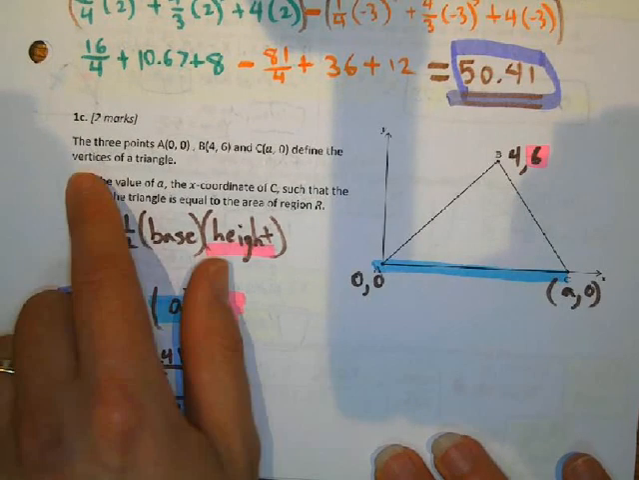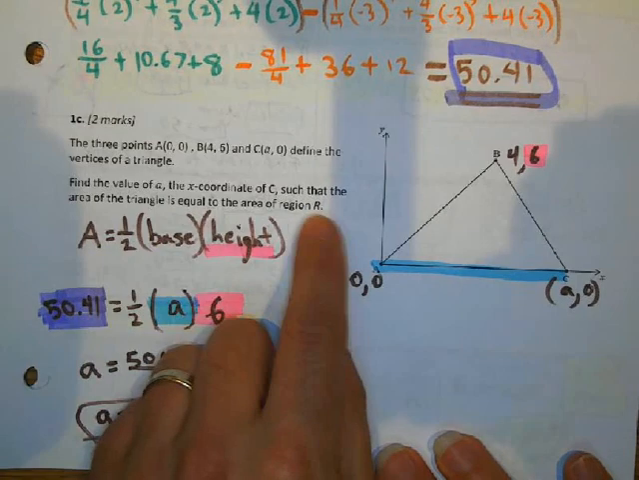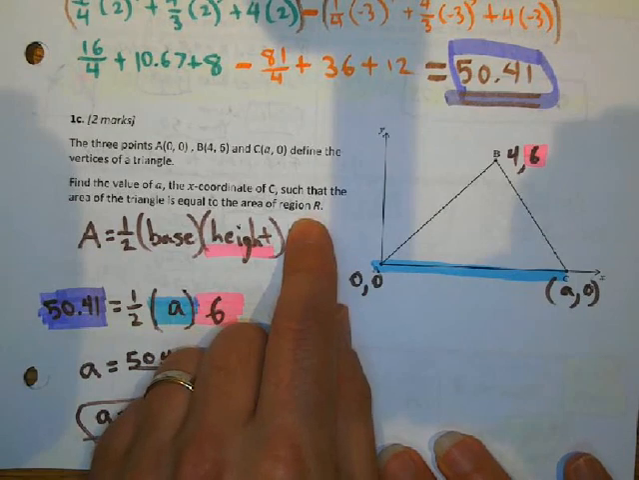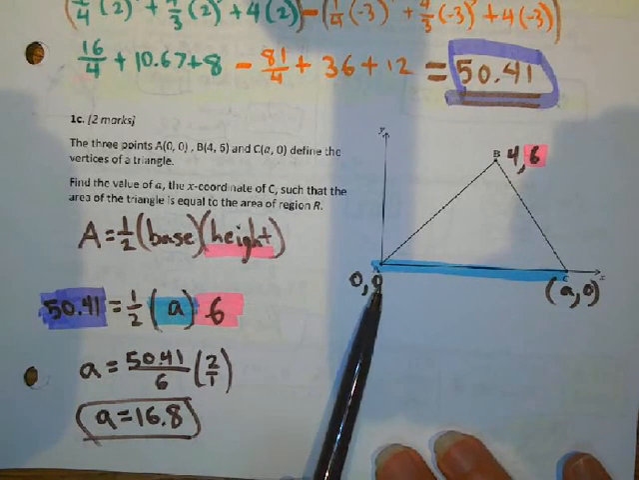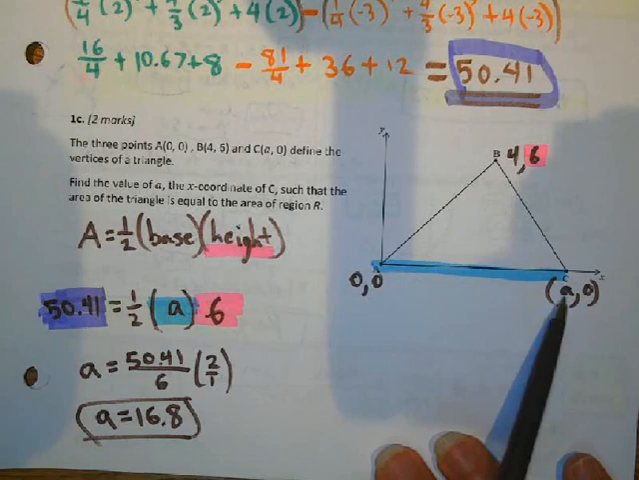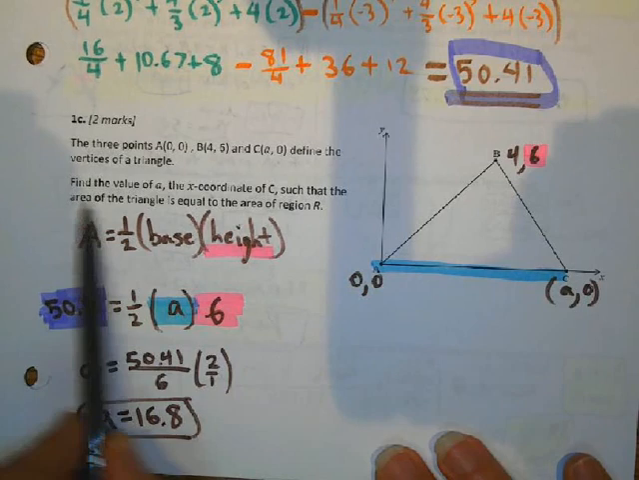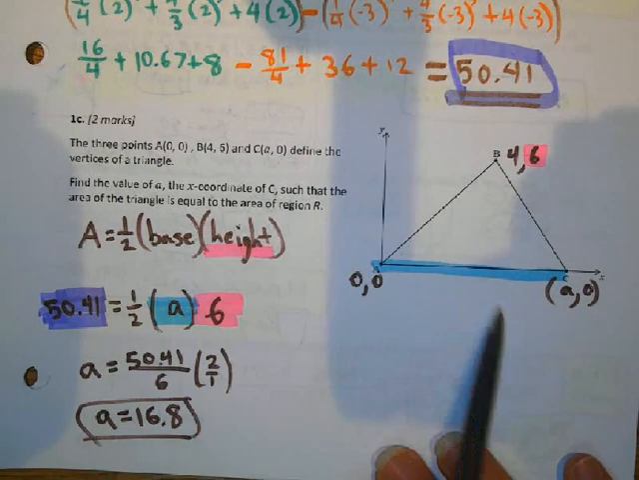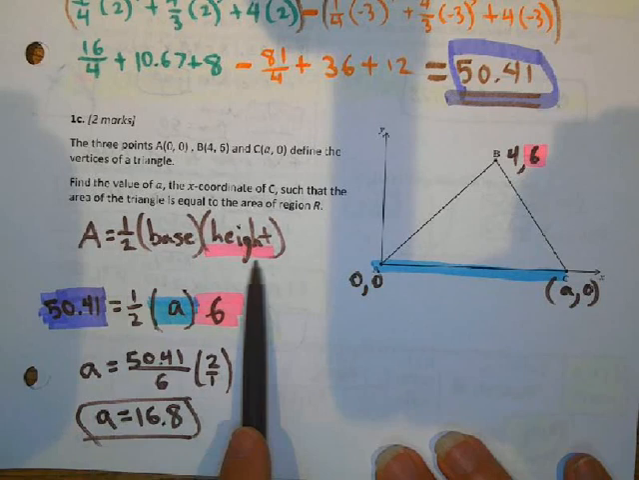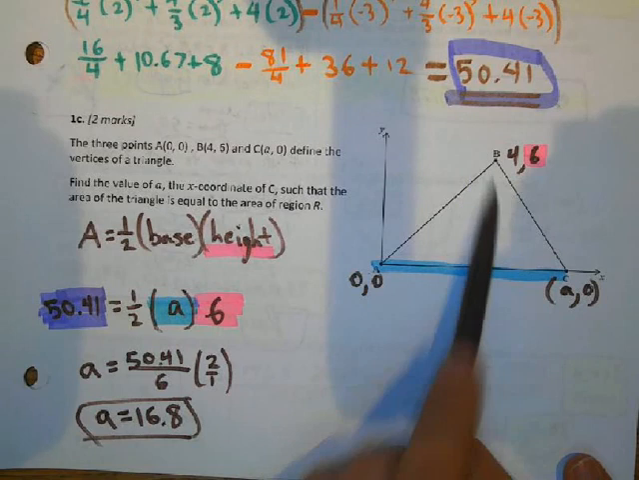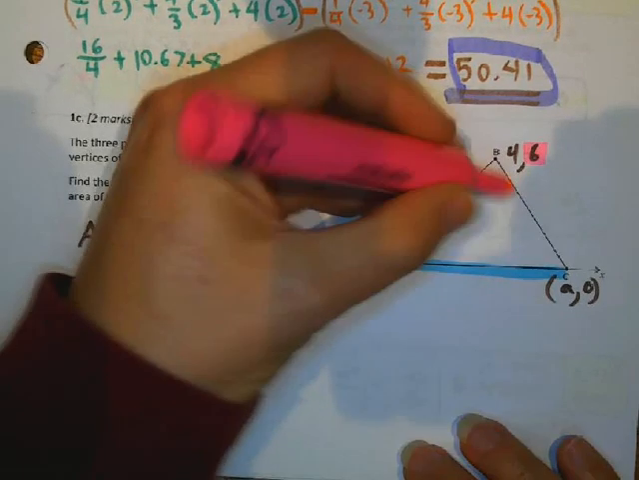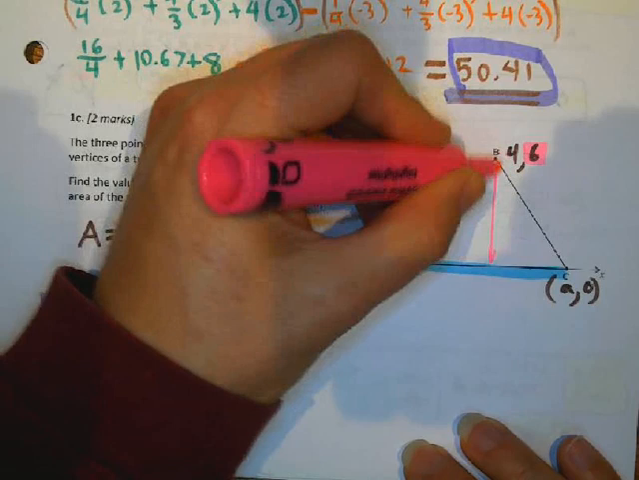Now, for 1c, they said, okay, now you've got a triangle and it has the same area as the region up above. And you know these points, 0, a, 4, 6, and a, 0. What does a here have to be in order for the triangle to have the same area as this over here? Well, you know the triangle is 1/2 base times height, right? Here's my base. From here to here is the length a. The height from here to here has a length of 6, right?